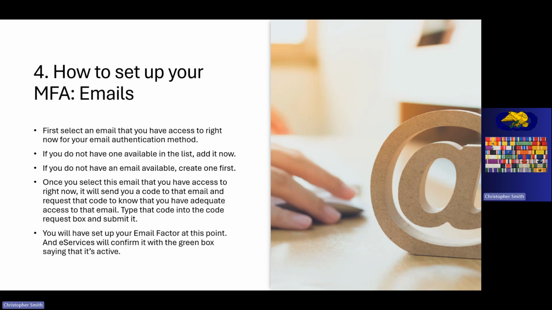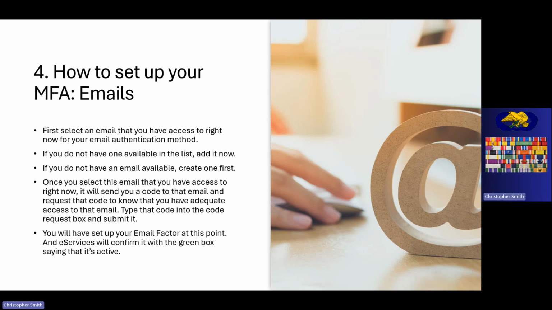But if you do not have one available on the list, add it now. There should be a section at the bottom of the emails section to press like a plus button or something and add an email that you have access to right now. If you do not have an email available, create one.